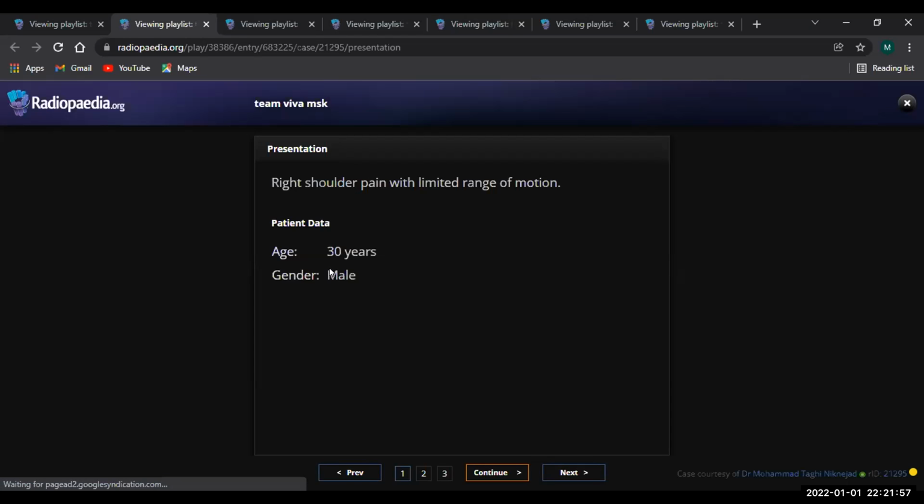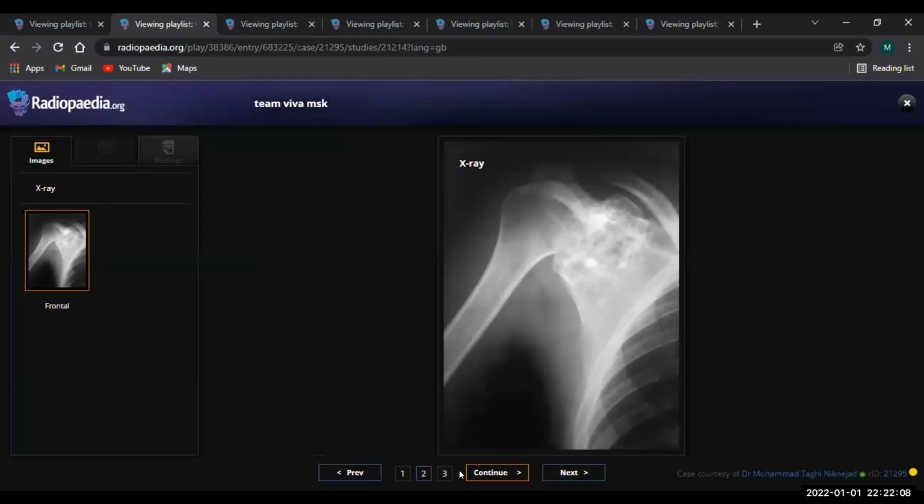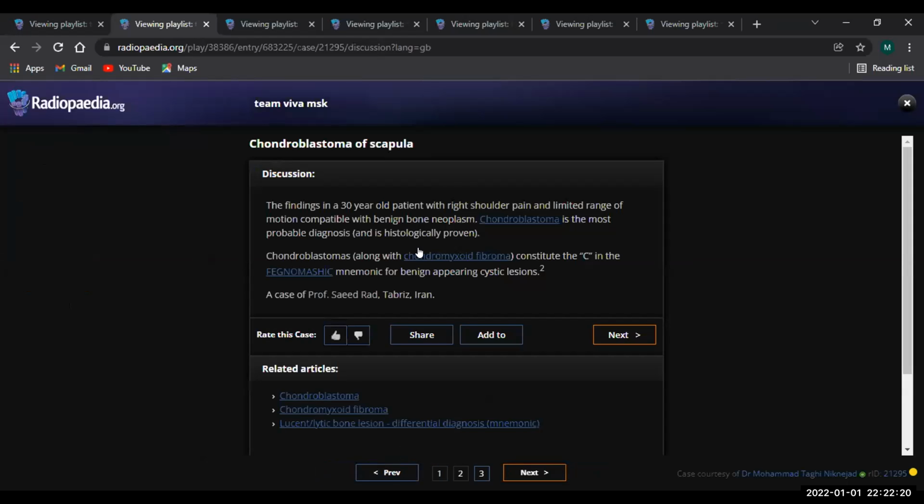I'll show you the case. This was the chondroblastoma of the scapula, and you were right, it's a lytic bubbly lesion, and your differentials were good, but you should also include chondroblastoma in it. And it can be a chondromyxoid fibroma also.